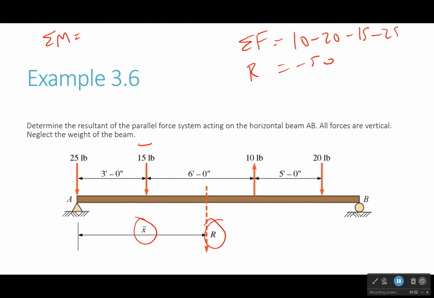So negative, positive, negative. And that does not necessarily depend on what direction they're pointing. It depends on where I am as well as what direction they're pointing. If I did my moment around this point, it would be completely different. So do not just say, oh, it's a negative moment because it's pointing down. That's not the case. That was just because of where I took my moment from.